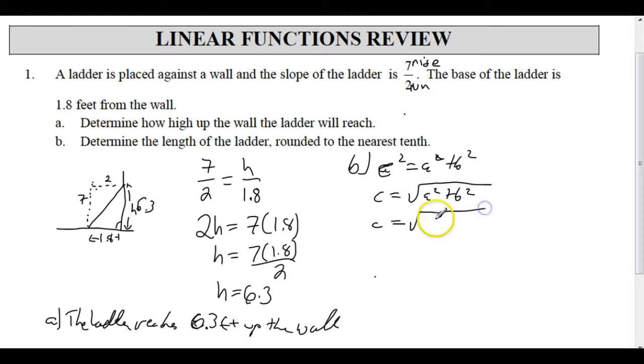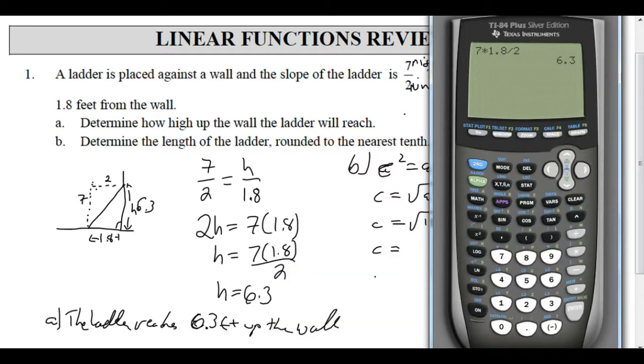And we are looking for the hypotenuse, and so we've got 1.8 squared plus 6.3 squared, the square root of that, rounded to the nearest tenth. And I think that was exactly 6.3. Yeah, it was. Okay, so we've got the square root of the 6.3, so I'm just going to pull that in as second function answer, plus 1.8 squared, enter. 6.5520989.